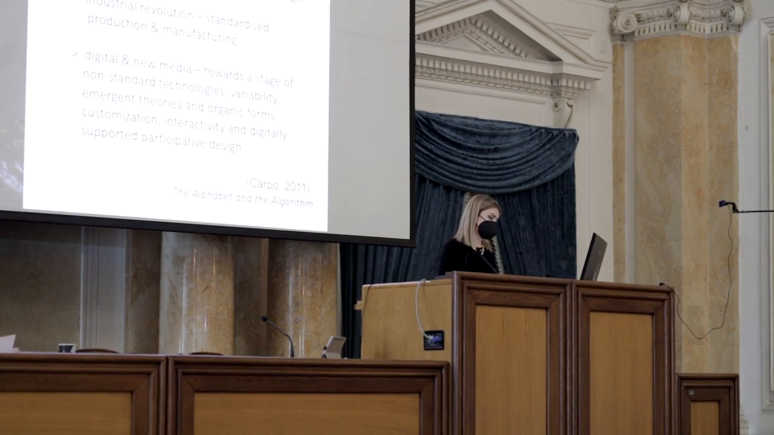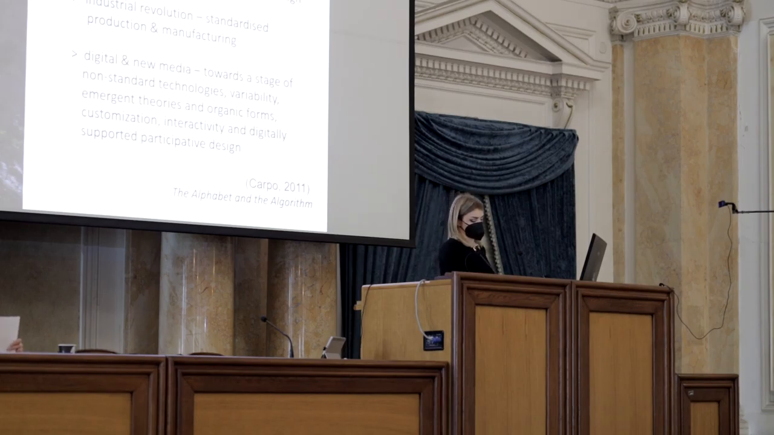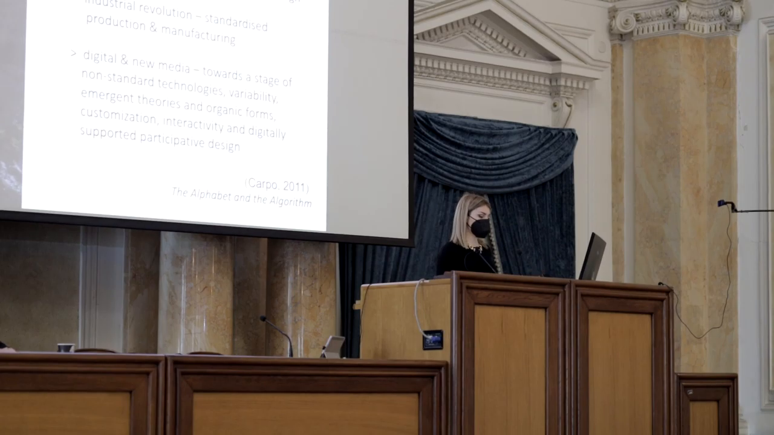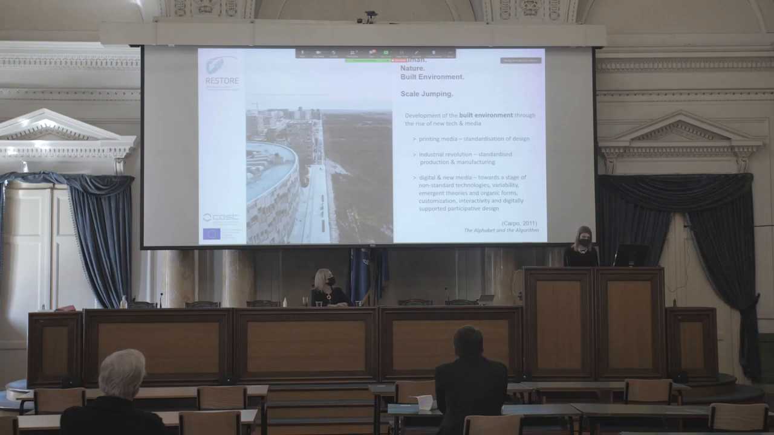So printing media, of course, gave us standardization of design, so architectural images were suddenly replicable all over the world, and it was possible then to apply the same design all around the globe. Then we had the industrial revolution, standardized production and manufacturing, which gave us something which Mario Carpo calls standardized visual environments. You can see in many cities, also here in our New Belgrade, very standardized visual environments.